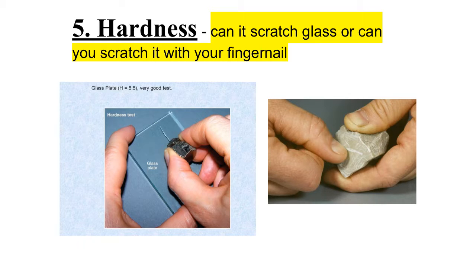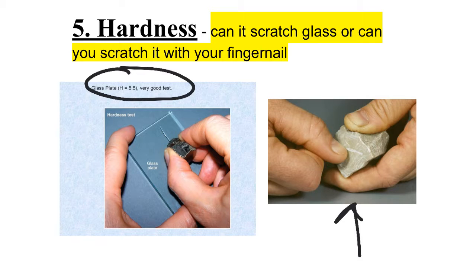So either on the left-hand side there, can you get the mineral to scratch a piece of glass? And if it's really hard, then it's going to scratch the glass. Glass has a hardness, it's listed right here, of 5.5 out of 10. And if the mineral is going to scratch that glass, then it's harder than 5.5. And so that makes it a really easy way to identify what kind of mineral it is. Same thing with your fingernail. In this picture, this person is able to scratch the mineral with their fingernail.